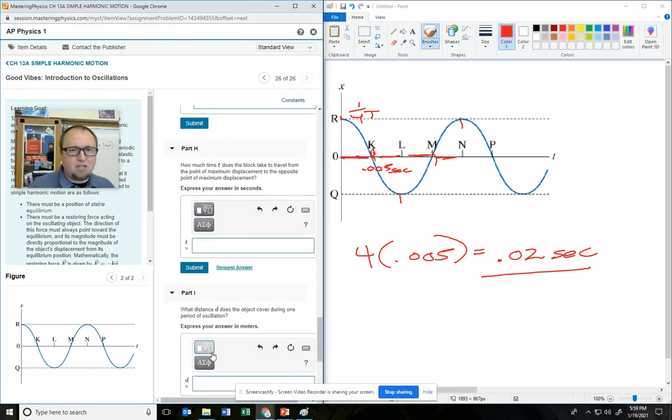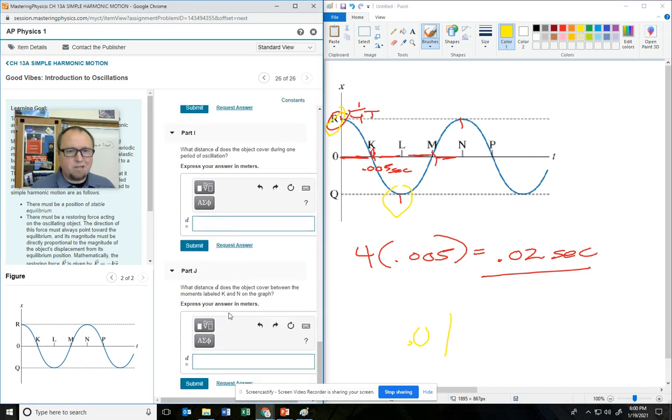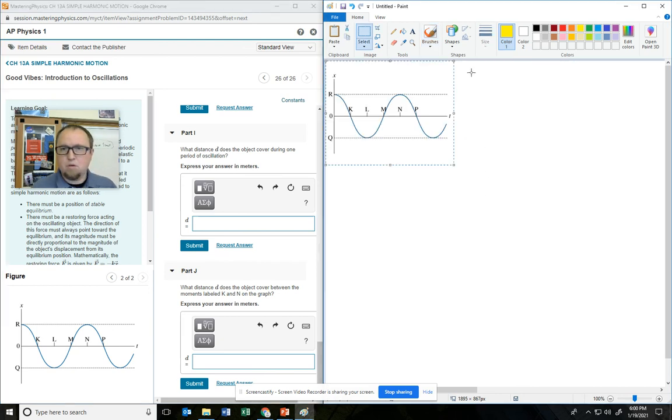Now, how much time does it take to travel from the point of maximum displacement to the opposite point of maximum displacement? Let's highlight that with colors. From here to here is half the period, 0.01. All right, what distance d does the object cover during one period? Well, during one period, it goes from here to here, and it tells us that's 0.12 meters. And then it goes back, another 0.12 meters. So the total is 0.24.